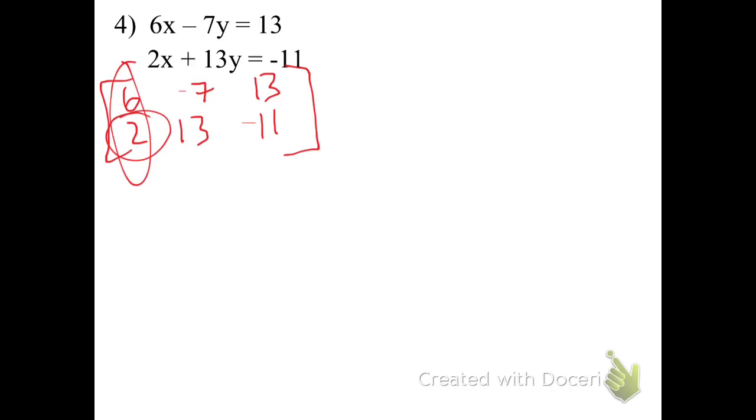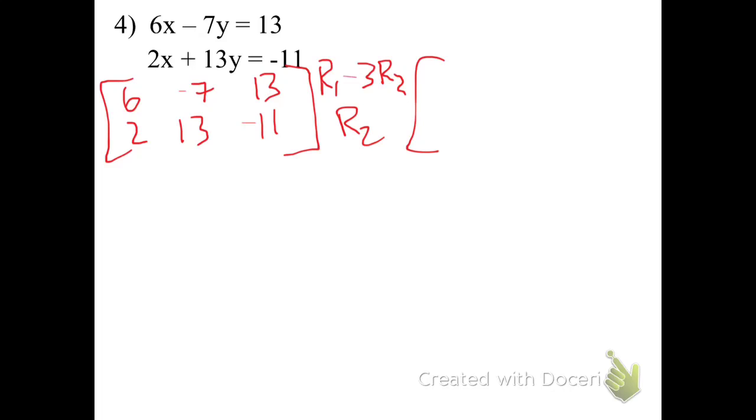I'm going to see if I can get a 0 in one of those spots. I notice if I take 2 and times it by 3, and I were to add it to the other equation, I would get a 0 up front. I mean, if I were to subtract it, I would get a 0. So I'm going to take row 1, and I'm going to subtract 3 times row 2. And we're just going to leave row 2 the way it is. So, row 1 minus 3 times row 2. So 3 times everything in the second row. That'd be 6, 39, and -33. And we got to subtract all those from our first row numbers.